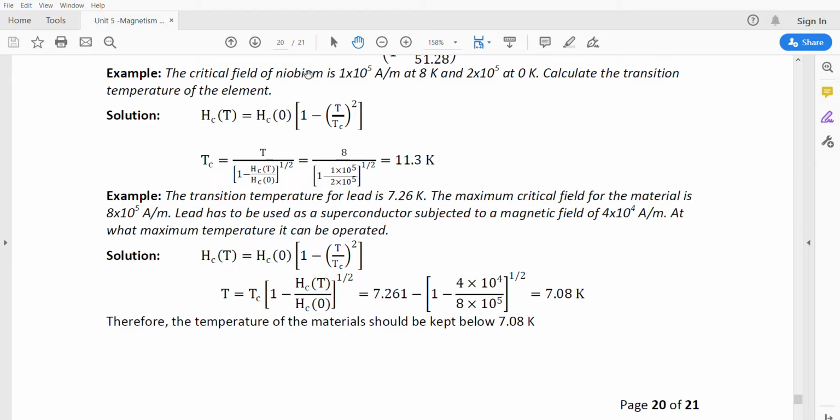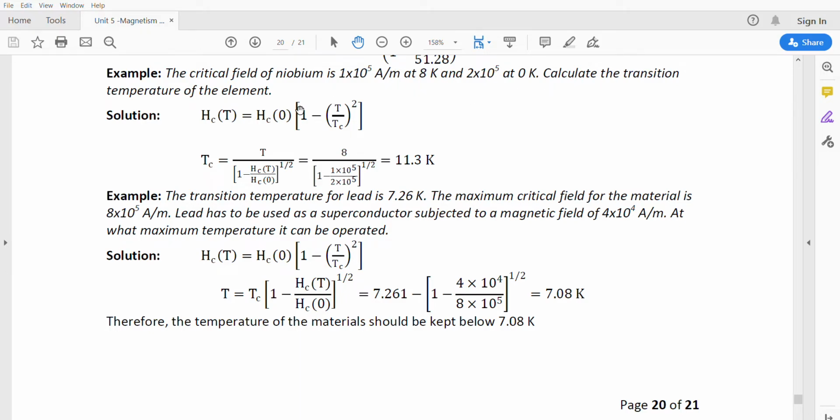The critical field of niobium is 1 into 10 power 5 ampere per meter at 8 kelvins, and 2 into 10 power 5 at 0 kelvins. Hc of T is given, Hc of 0 is also given, and Tc is to be found.